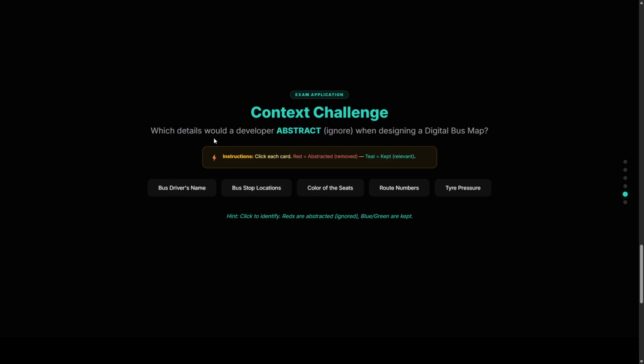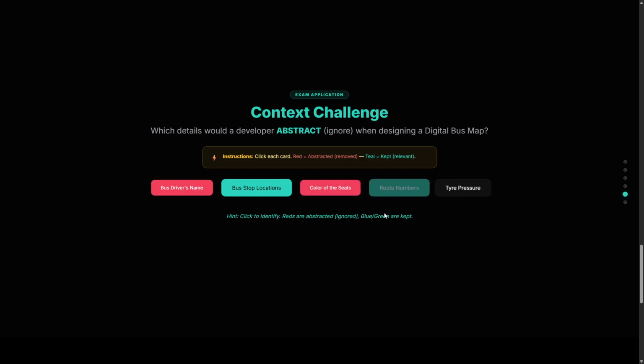Context challenge: which detail would a developer abstract, ignore, when designing a digital bus map? Click each card. If it's red, it means it's been removed. Teal, kept, relevant. So for example, bus driver, that should be removed. We don't need to know the bus driver's name. Bus location, correct. We need to keep that, it's relevant.